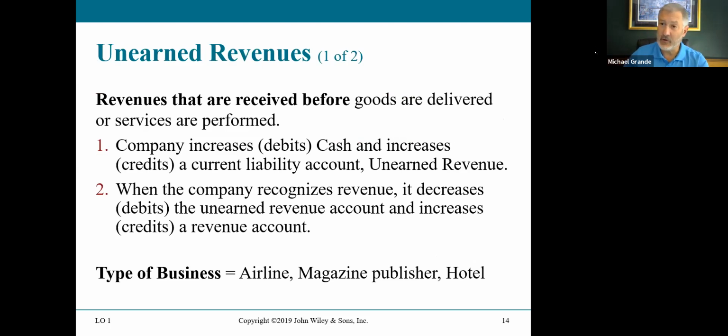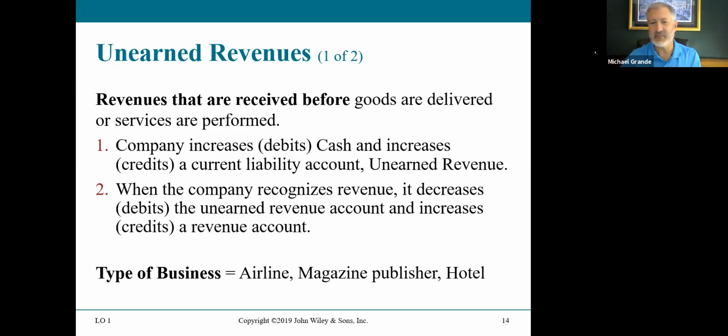Unearned revenues, and we saw unearned revenues towards the beginning of the course. Unearned revenues, revenues that are received before goods are delivered or services are performed. Unearned, it's an obligation to perform. Company increases or debits cash, and increases or credits a current liability, obligation to perform, unearned revenue. When the company recognizes the revenue, when the performance obligation is satisfied, it decreases or debits the unearned revenue account and increases the revenue account.